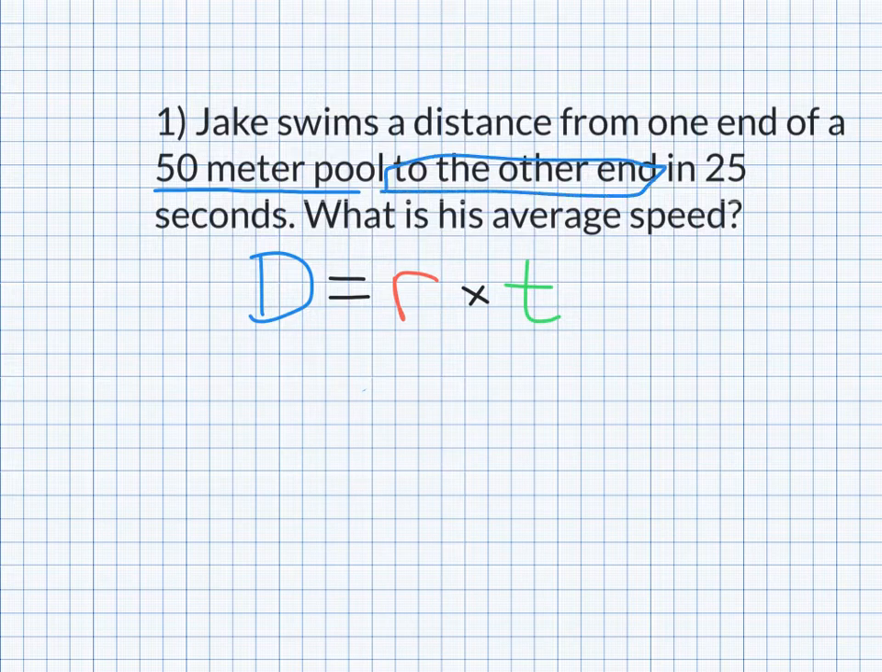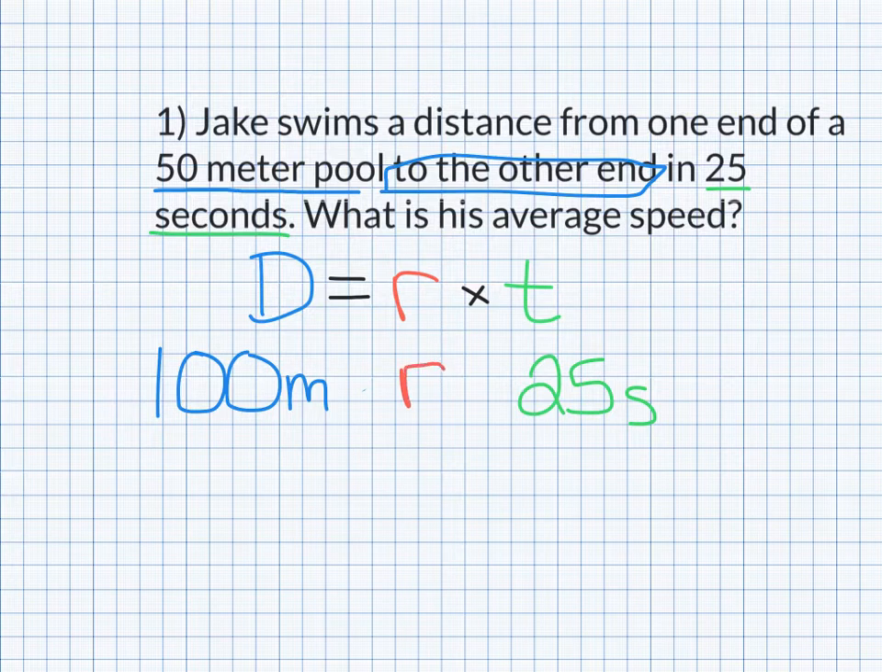Okay, so if you put 50 meters, technically your answer is going to be wrong because he didn't just swim one way. He went that one way and back. So instead of doing 50 meters, the distance is actually going to be 100 meters. Okay? In 25 seconds, that's a time. So 25 seconds, I'm going to put that below my T. What is the average speed? So there we're solving for the rate at which he moves. So we have 100 meters equals R times 25 seconds.